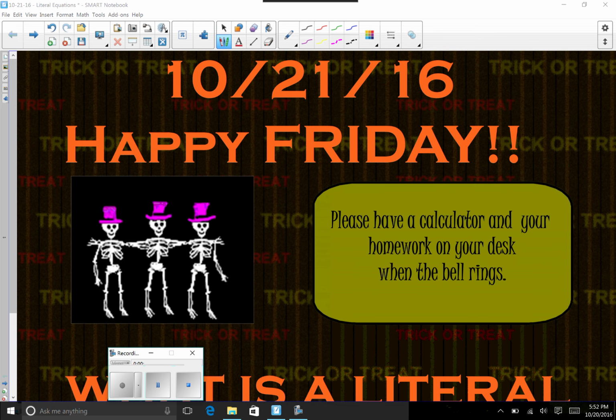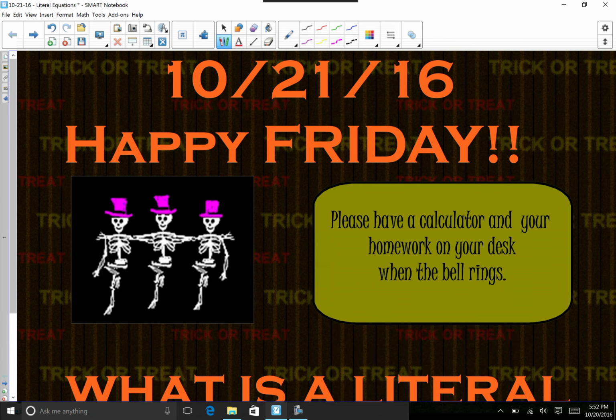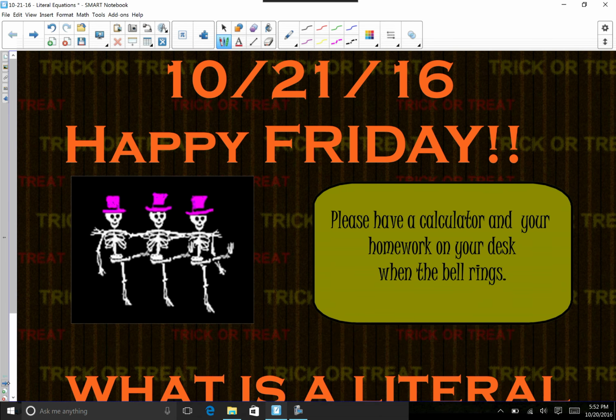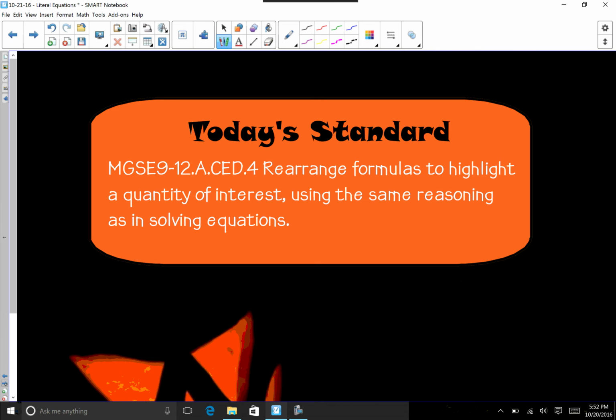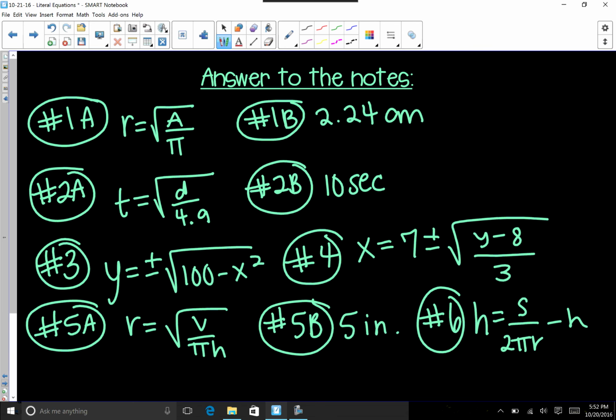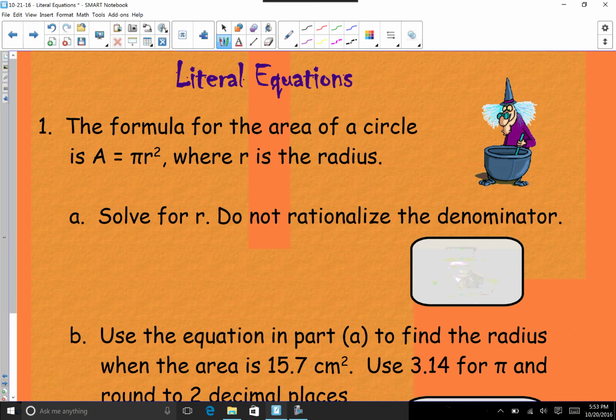All right, guys, so we are going to go over this literal equations paper that you picked up after your quiz today. I told you that I would put the answers up. You can pause the video right here and check your answers if you've already worked on it. If you missed any of them, then just go to that problem.